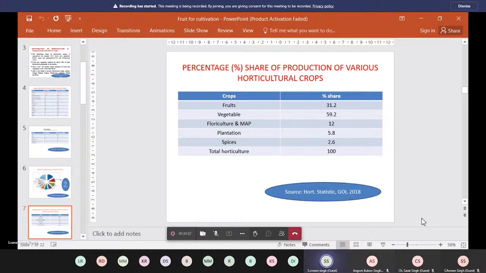Cashew nut has also started being introduced in Assam, and in Meghalaya, mainly in the West Garo Hills district. And for tea, Assam is the leading state in India at present. And in Manipur, in the Jiribam district, it is being grown. Other parts of Manipur have not yet started; little has been initiated, but expansion of tea cultivation has not been done. So this is some of the production share of horticulture crops in India.